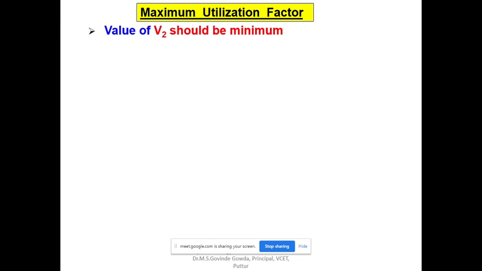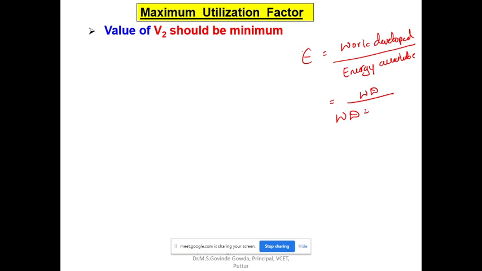For maximum utilization factor, in the last class I was explaining about it, and I explained why V2 should be minimum here. The maximum utilization factor is nothing but work done, or work developed, by the energy available at the rotor. So energy available at the rotor is nothing but work done plus loss in kinetic energy at the outlet.